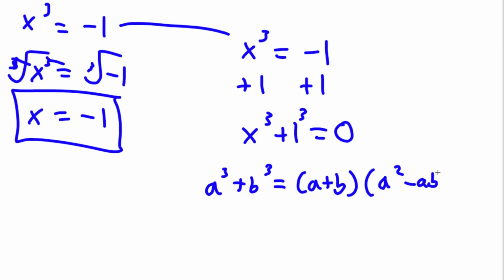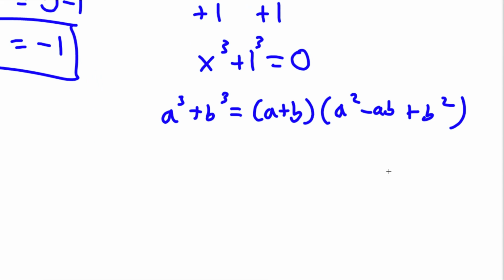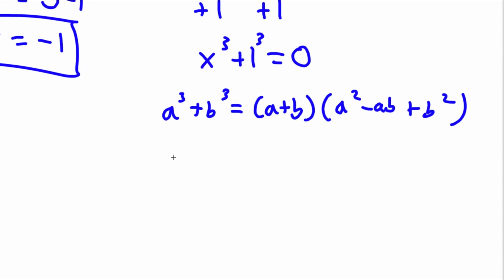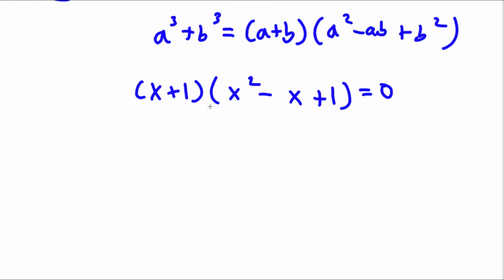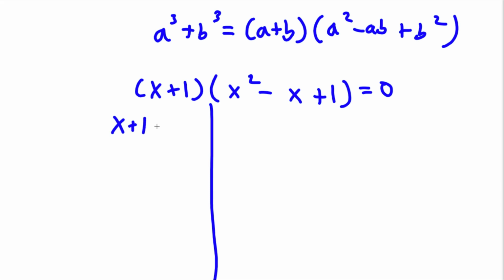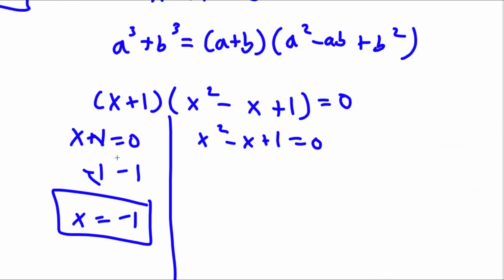minus ab plus b squared. So x to the power of 3 plus 1 to the power of 3, that's going to equal x plus 1 times x squared minus x plus 1. So now this gives me two equations. I have x plus 1 equals 0, and I have x squared minus x plus 1 equals 0. So for x plus 1 equals 0, we simply subtract 1 on both sides, and we get x equals negative 1. And this is the solution we already got.